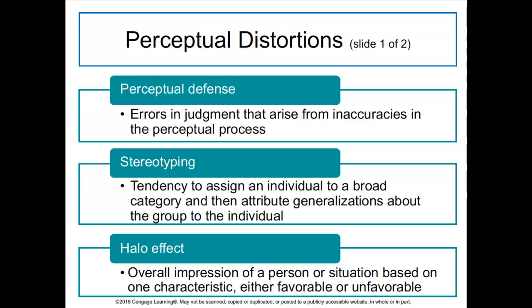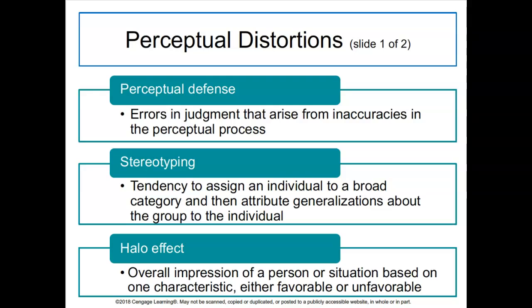So perceptual defense, these are errors in judgment or distortions, ways in which your thinking might be flawed. Perceptual defense, errors in judgment that arise from inaccuracy in perception. So you're just not seeing the whole picture, or maybe you're seeing part of the picture, and the parts you're missing, maybe your blind spots, are inhibiting your ability to make a sound decision.